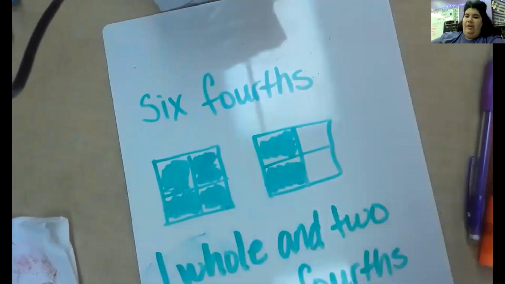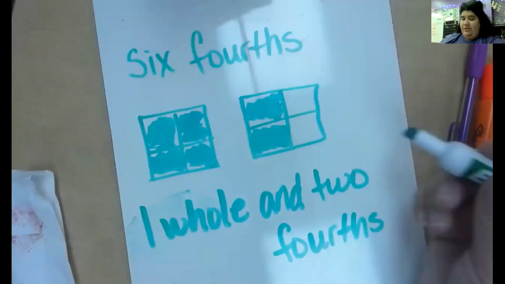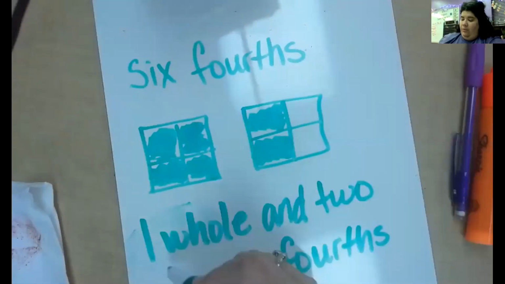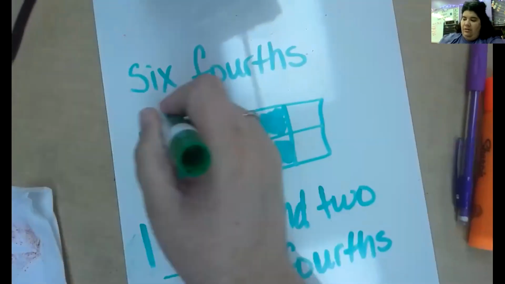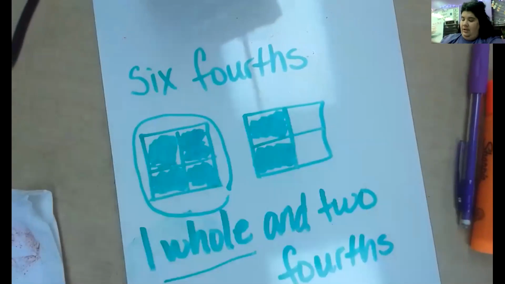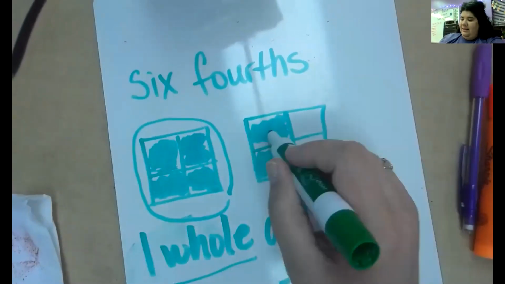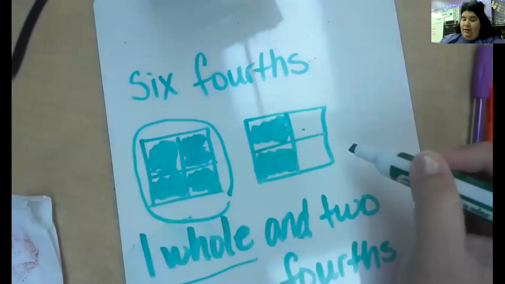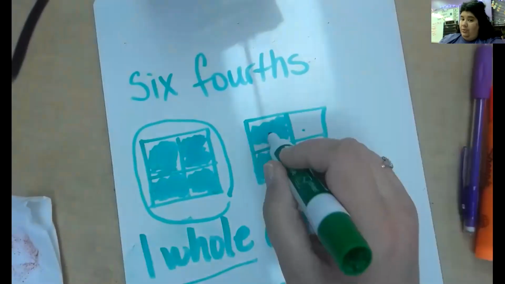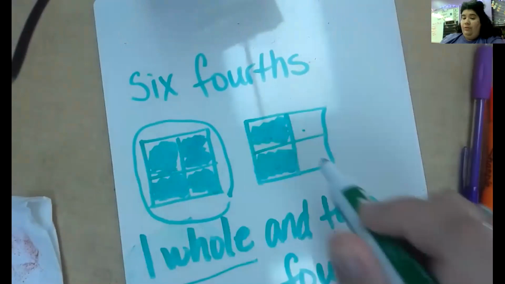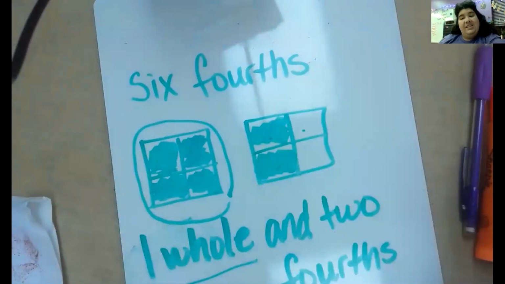Now, I'm sure some of you are thinking, what do you mean you have two fourths? Well, my one whole is right here. So this whole thing is one. Then when I look over here on the right side, this has space for four, but I'm using two out of four.